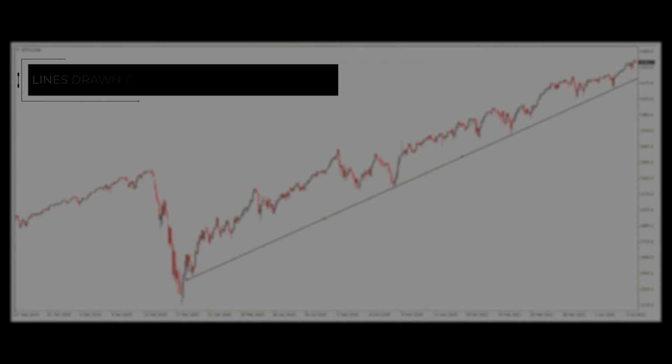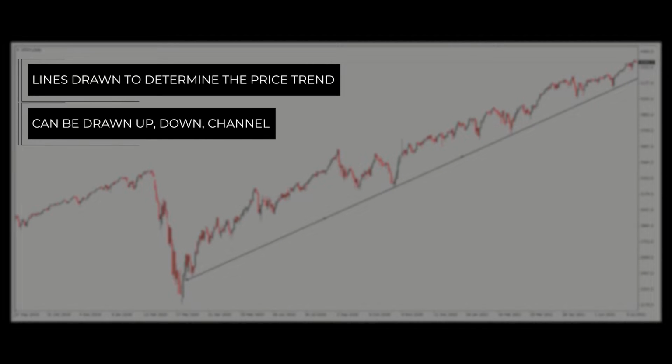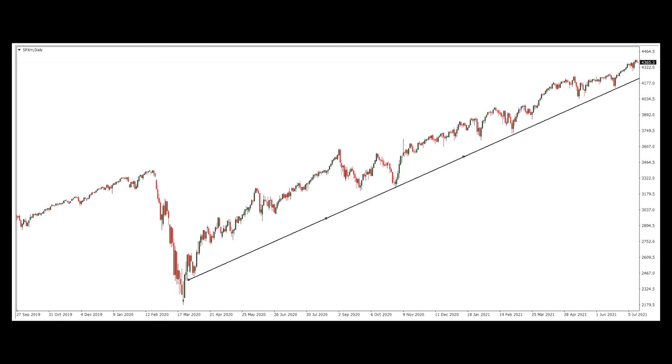They're basically lines drawn to determine the price trend. They can be drawn up, which indicates an uptrend. They can be drawn down, which indicates a downtrend, or they can be drawn in a channel, which basically indicates no trend. So whatever that trend is, you want to trade the price trend. Let me teach you how to draw a trend line.